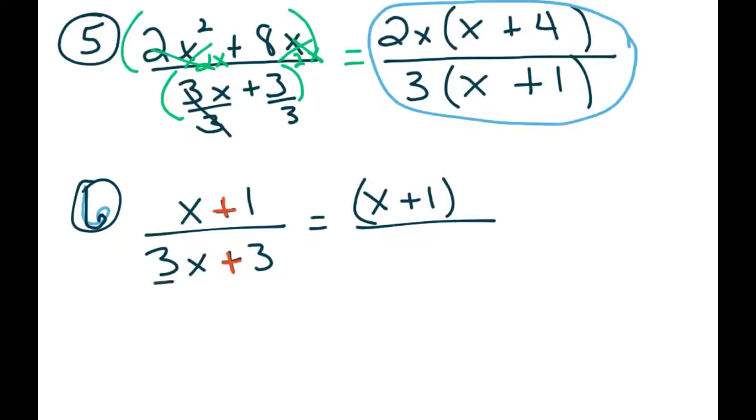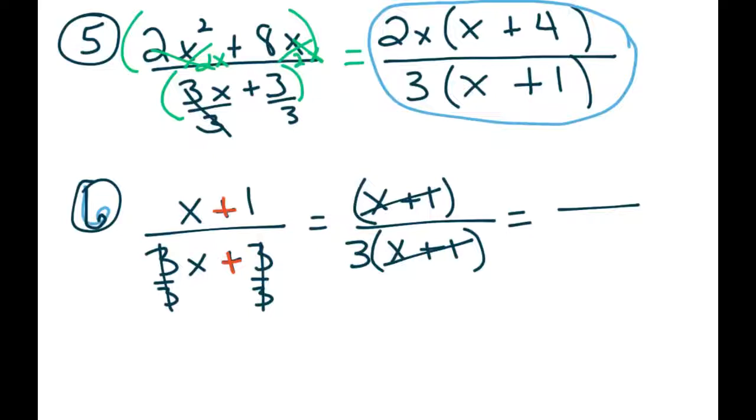Then down here, I have a 3 in common in both of these terms. So I'm going to factor it out. 3x divided by 3 is x. 3 divided by 3 is 1. Now look what happened. I've got a parentheses on top, and I've got a 3 times a parentheses on bottom. Are the parentheses the same? Yes, I have an x plus 1 and an x plus 1. The variable, the number, and the signs are exactly the same. Those I can cancel out.